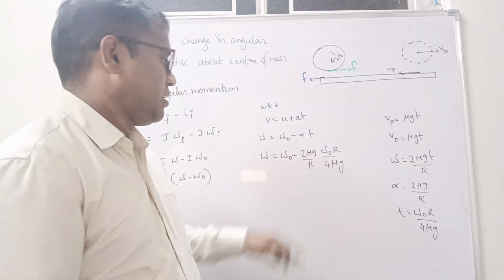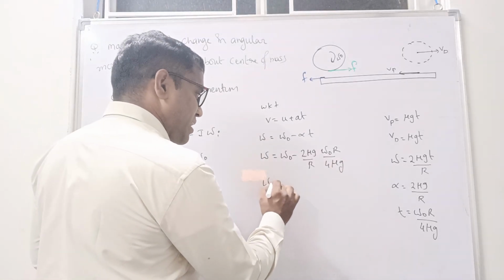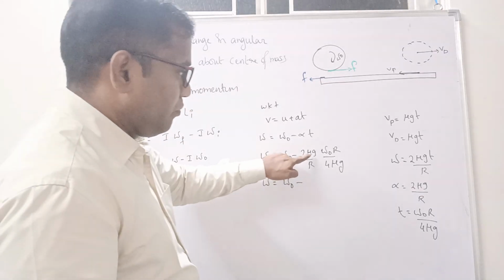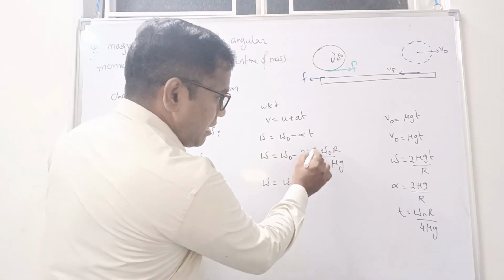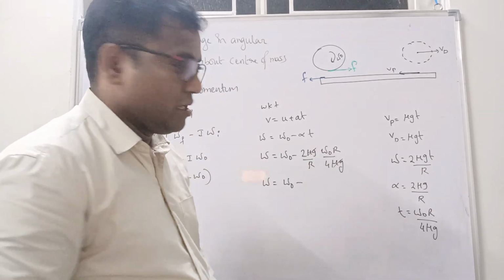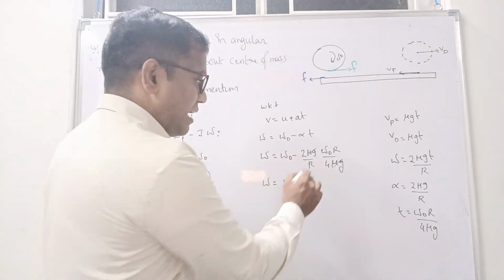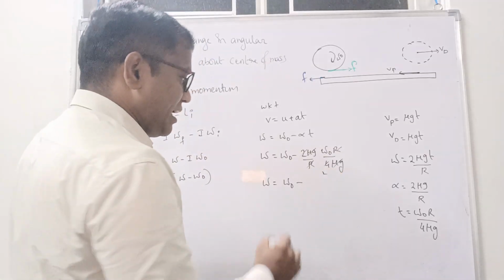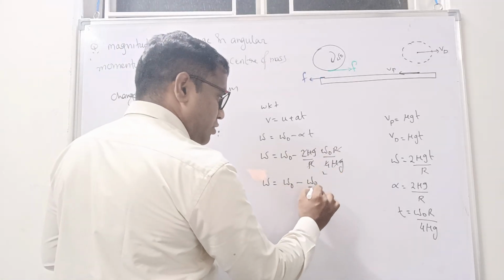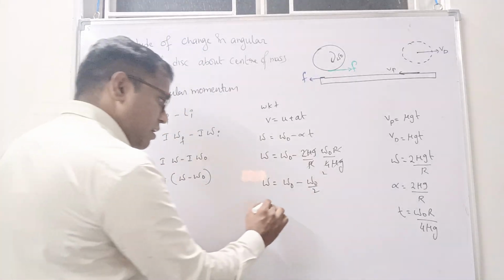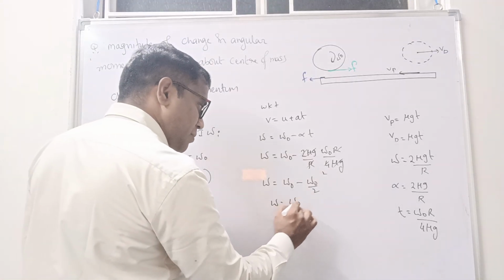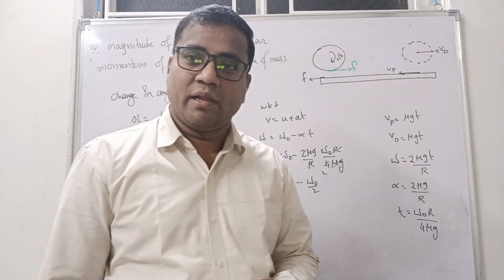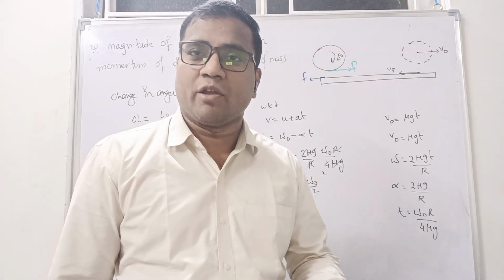I substituted, so here omega can be written as omega naught minus, mu g and mu g get cancelled, 2 into 2 is 4, and r gets cancelled. So how much will you get? Omega naught by 2 will be there. So omega can be written as omega naught by 2. Initially it is omega naught and the final angular velocity is omega naught by 2.